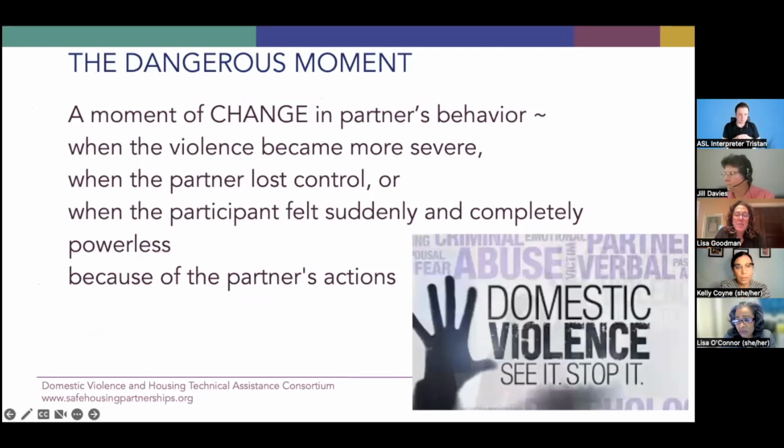So in their responses to this opening question, it became clear how participants thought about what constituted a real emergency. And it was generally a moment of dangerous change in their partner's behavior, like when the violence became much more severe, when the partner really lost control, or when the participant felt suddenly and completely powerless because of the partner's actions. Those were some of the themes in how they described these dangerous moments.